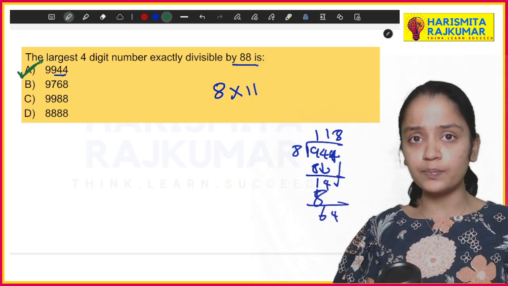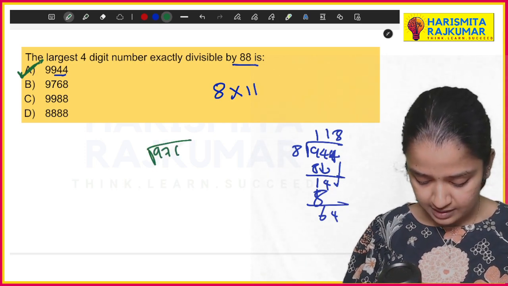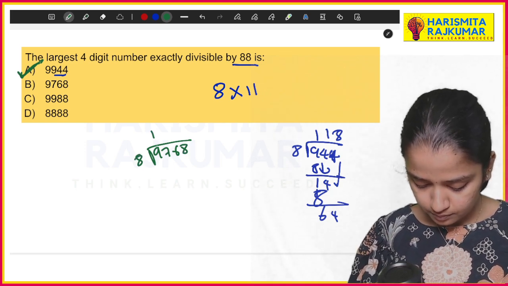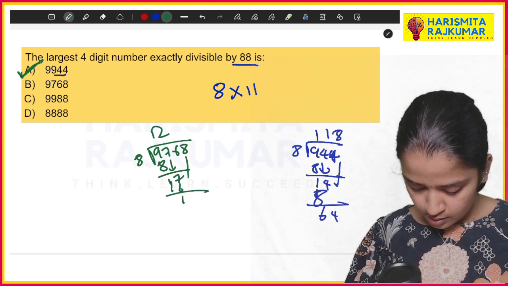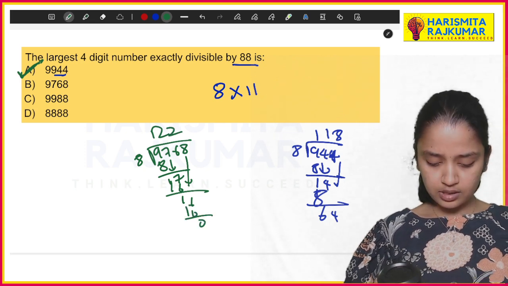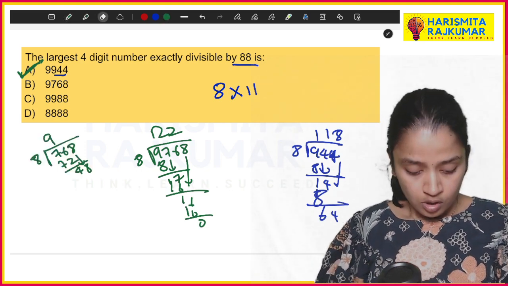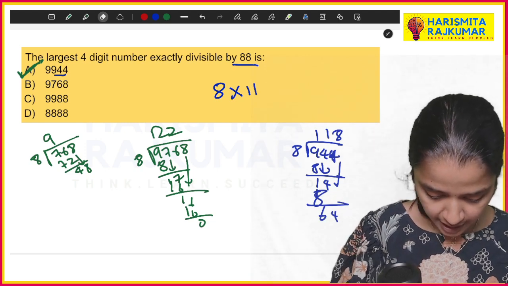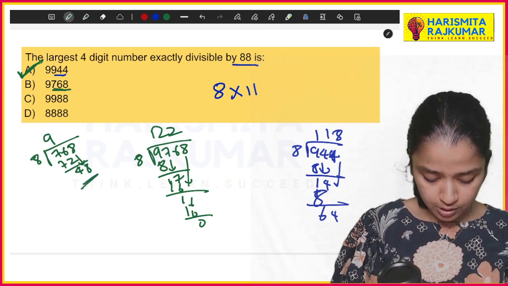We don't have multiple options for it. So for your sake, let me check the other one also. 9, 7, 6, 8. When I check it, 2s are 16, 2s are, this is also divisible. So which is exactly divisible. For this, you have to check the last 3 digits, and it is also divisible.